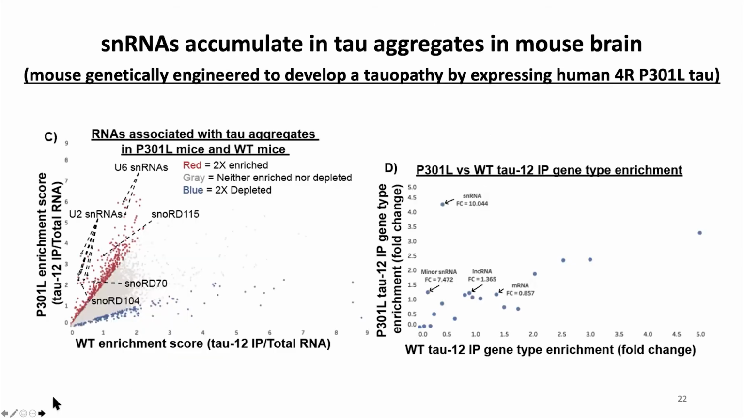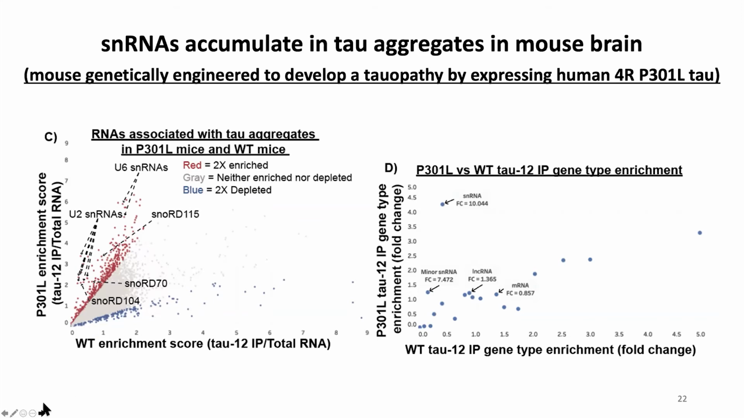And what he saw, and the details of this aren't important, this is just showing you the enrichment of certain RNAs in tau aggregates as compared to a control setting. And what you can see is that there are some of these RNAs, which are red dots, which are quite highly enriched in the tau aggregates. And this is actually from a mouse, which has been genetically engineered to express a particular mutant form of tau, which caused disease in humans. But what I want to draw your attention to is that there's one class of RNAs which are very highly enriched in tau aggregates, and these are what are called snRNAs. And snRNA stands for small nuclear RNA.